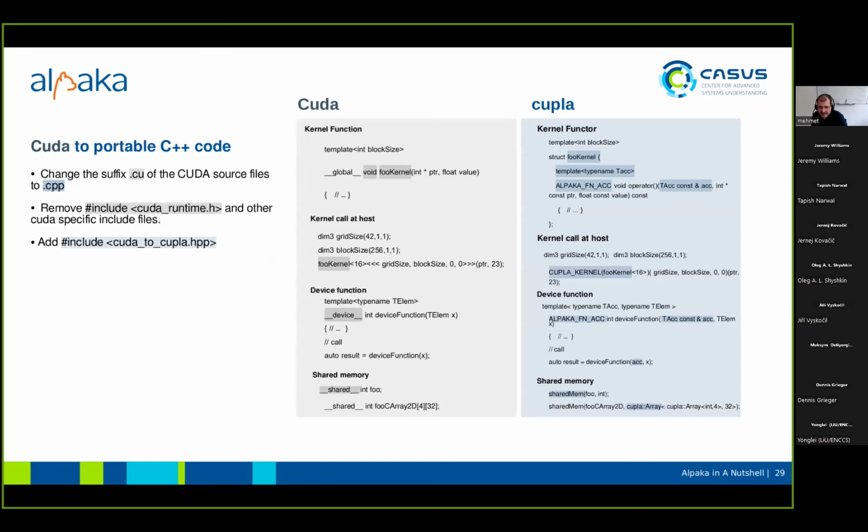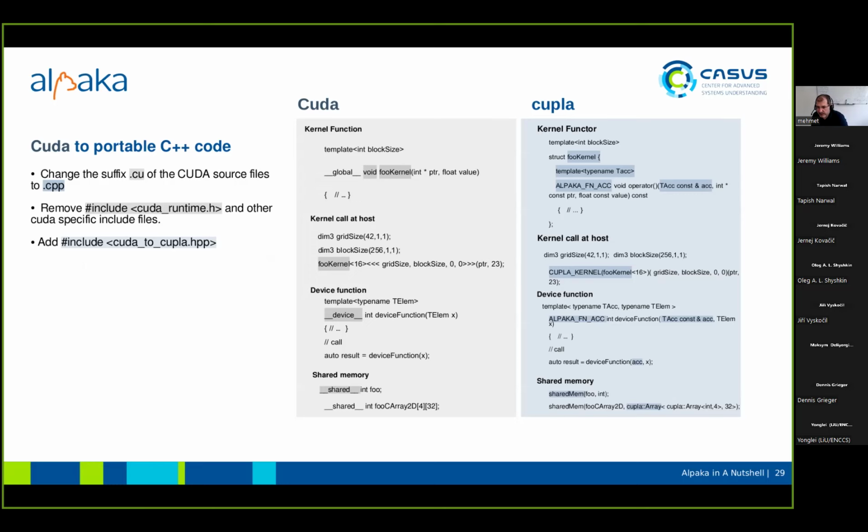I will just introduce some of the features of cupla. How the CUDA code can be converted to portable C++ code. Initially, the user needs to change the suffix .cu of the CUDA source files to .cpp. Then the include directive, include cuda_runtime.h, should be removed, and other include directives for the CUDA-specific include files should be removed. And the user has to include the file cuda_to_cupla.hpp. That's the only file needed.